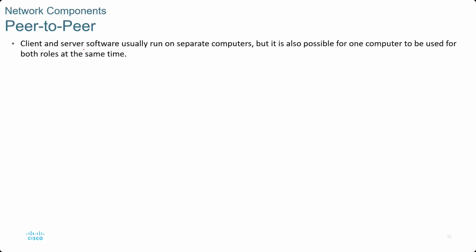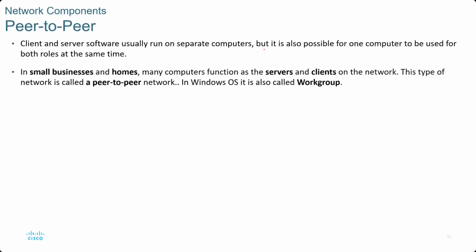So client and server software usually run on separate computers, but it's possible to make them run at the same time on the same computer as well. So in small networks, such as small businesses or homes, we almost always have the same computer functioning as a server and a client at the same time. We can just install different software on it and make them work that way.